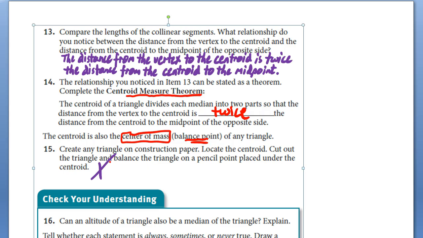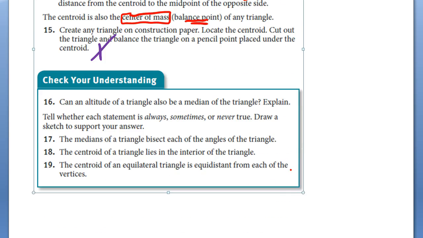Number 15, create a triangle out of construction paper, find the centroid, cut out the triangle, and then balance it on your pencil point. Let's not take the time to do this. But theoretically, if you're very accurate with your cutout and you put the paper perfectly on the pencil at the centroid, the triangle should balance there in space and not fall over. Here are some check your understanding questions, so I'll pause the video.